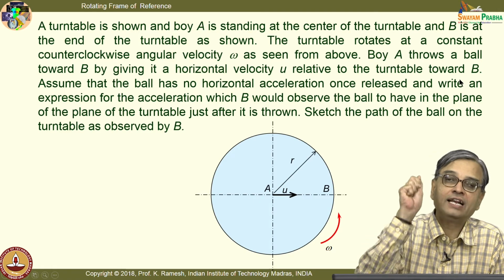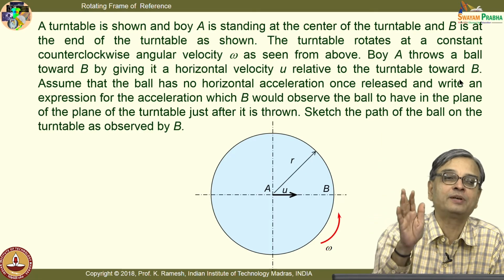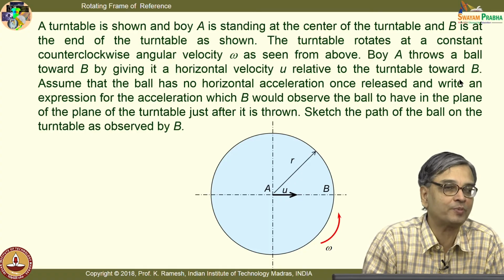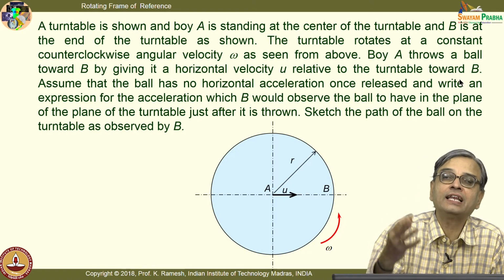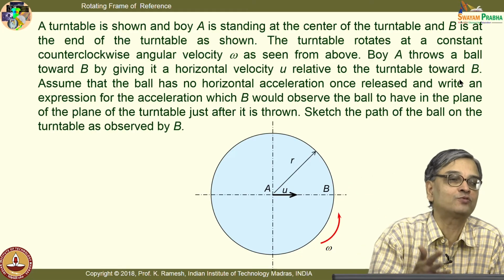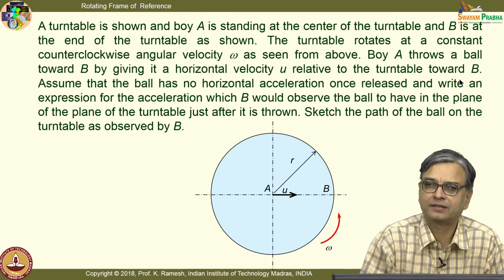See, the boy is standing and throwing the ball, but the ball is in space, it is not constrained by the slot like what we have seen in the previous problem. And for a rotating observer, he will observe a constant velocity u, that is what the problem statement says, to make our life simple. Okay.